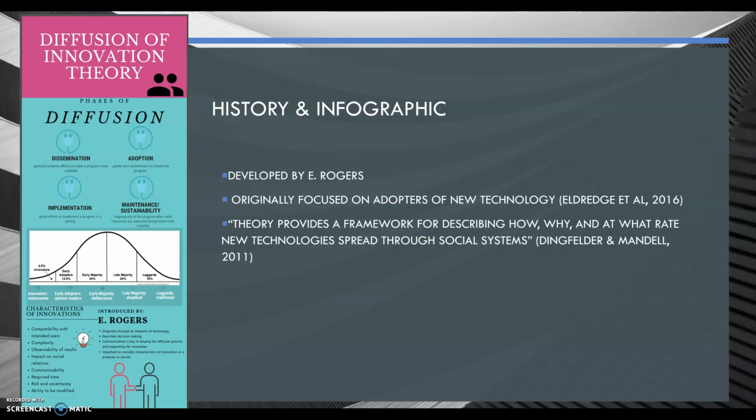You can see that there are 4 phases of diffusion, and the adopters are put into 5 different categories. There are also many characteristics, but mainly the theory focuses on 5 main ones.